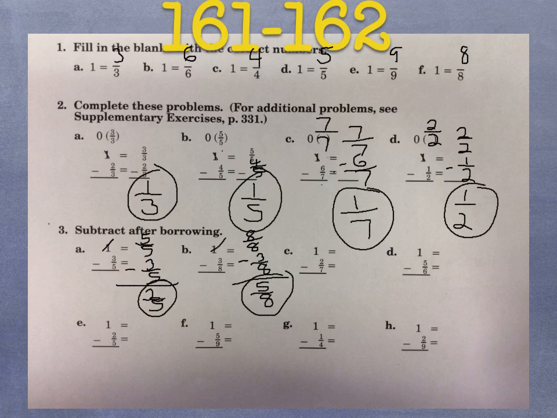Okay, C, we're borrowing from the 1. We have a 7 as the denominator, so it's going to be 7 over 7 minus 2 over 7. That gives us 5/7.